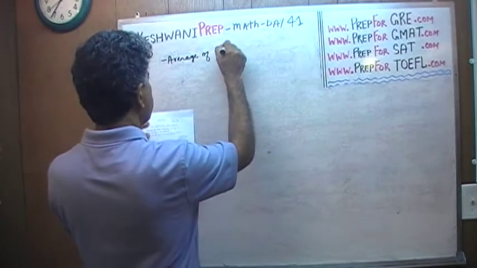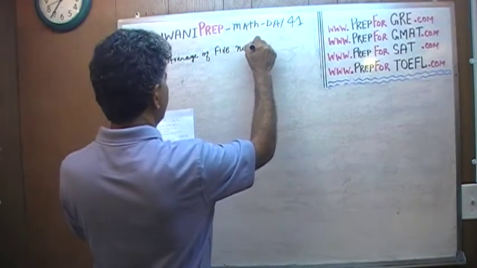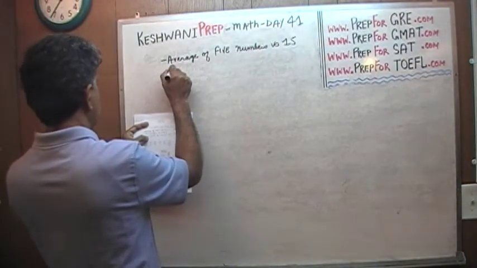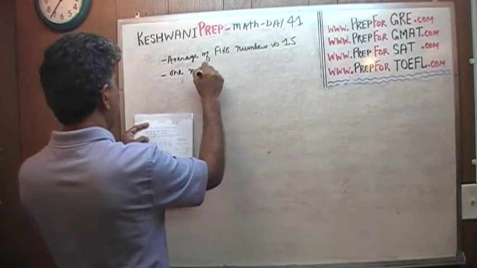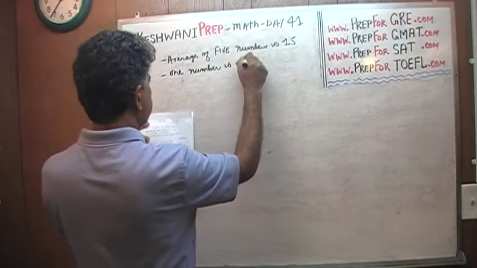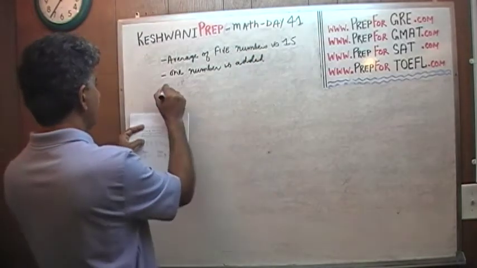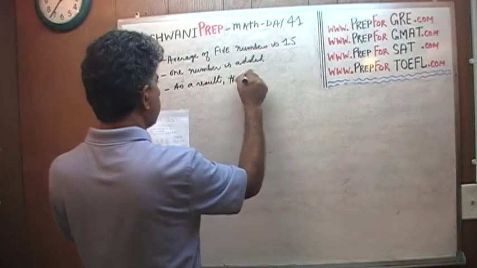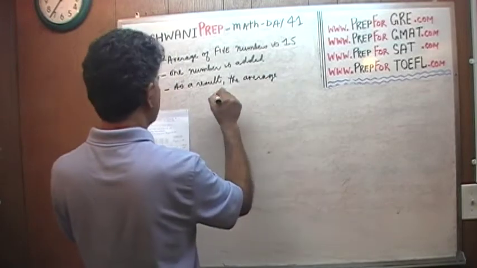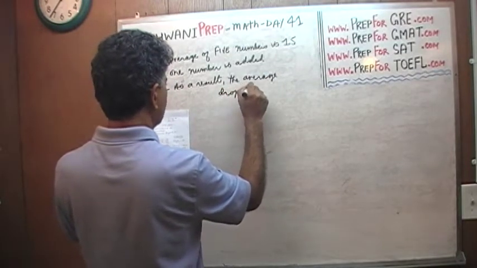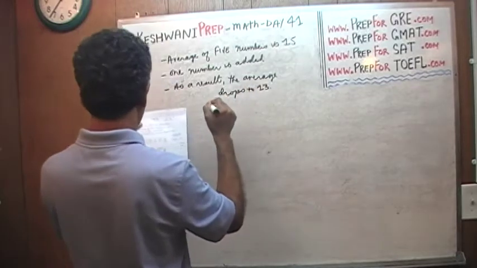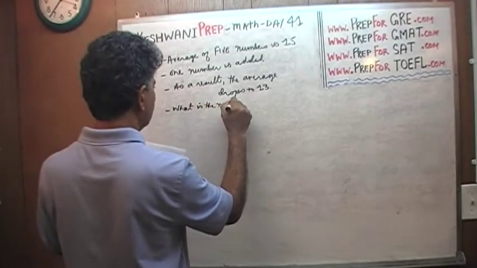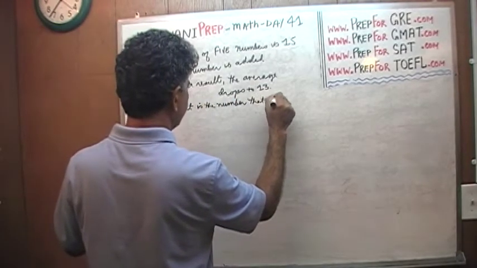Average of 5 numbers is 15. One number is added to these 5 numbers, and as a result, the average drops to 13. The question is, what is the number that is added?